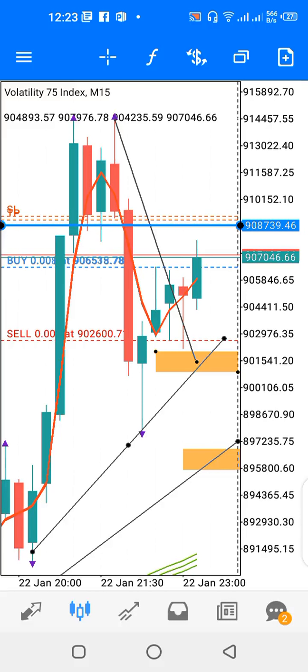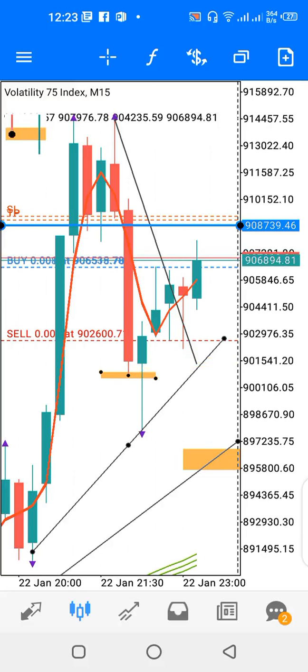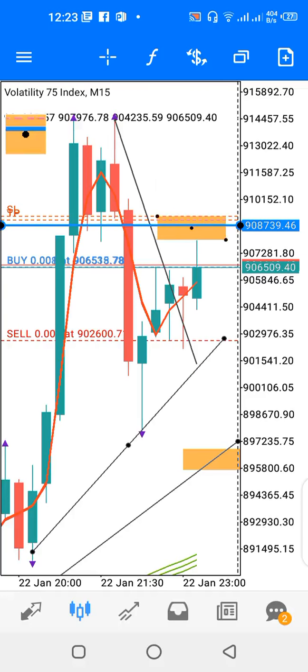The buyers are still trying to push price up. As the buyers try to push price up, this is a resistance area where the sellers step in. Sellers step in whenever price gets to this area.